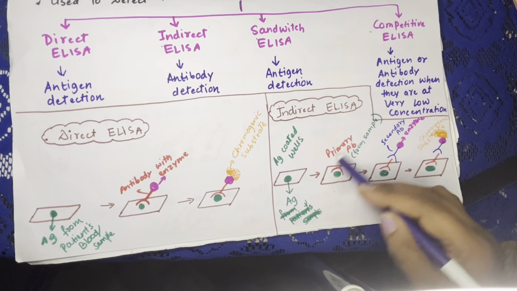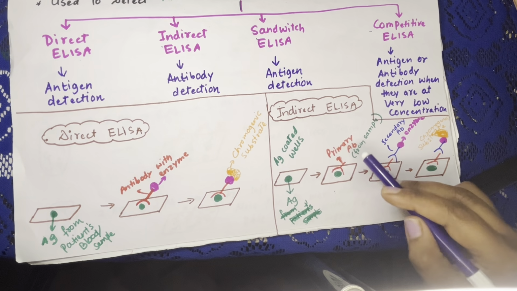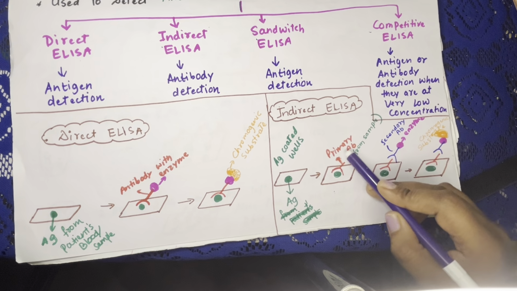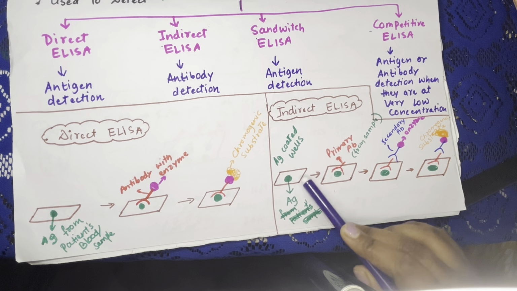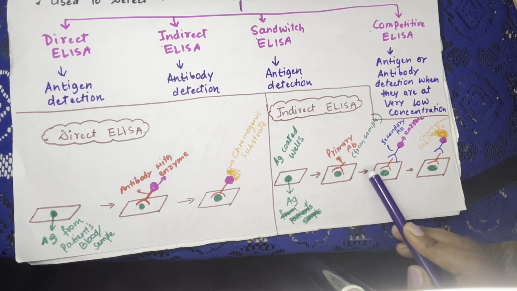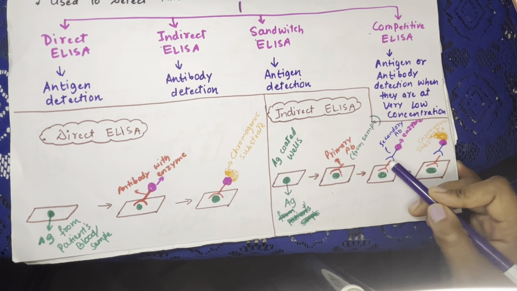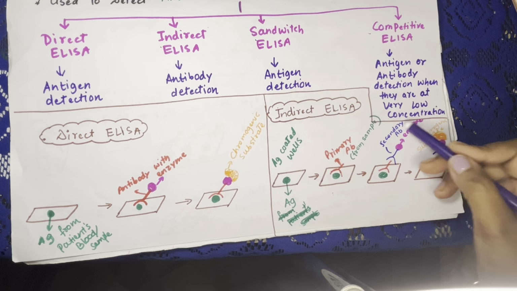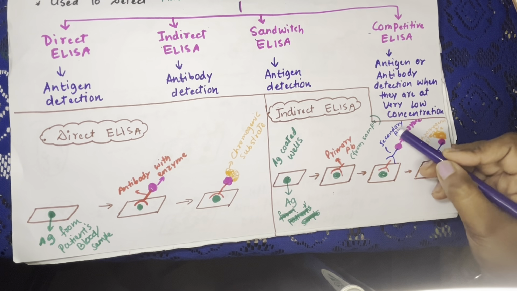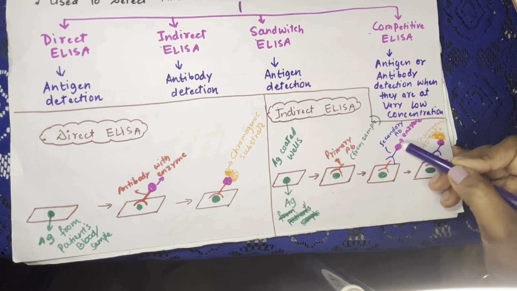Then we have added the antibody from where? From the patient sample. So if the patient sample has antibody, then it will bind with the antigen. Then again, every time we are performing washing steps, because the patient sample had that antibody, it was bound with the antigen. Then what will we add again? We will add secondary antibody, which will be conjugated with enzyme.